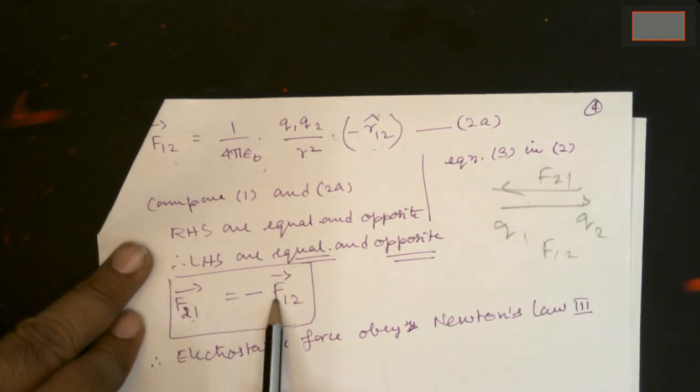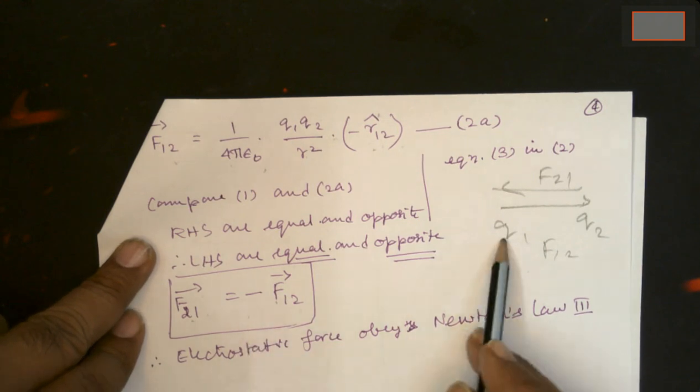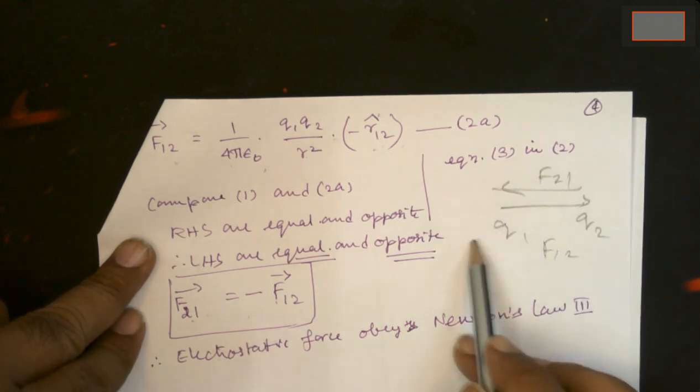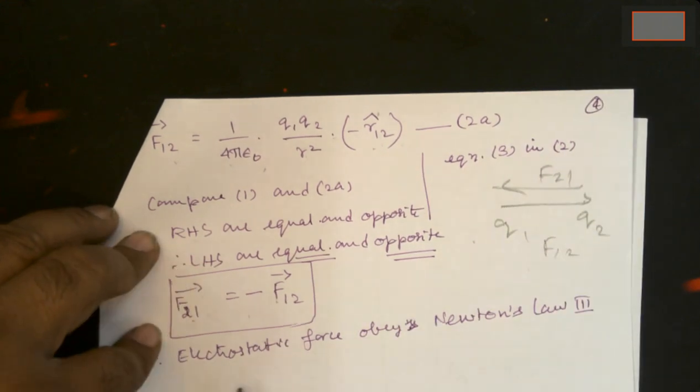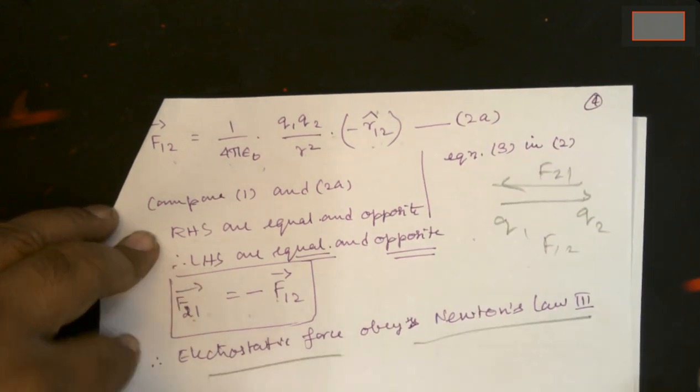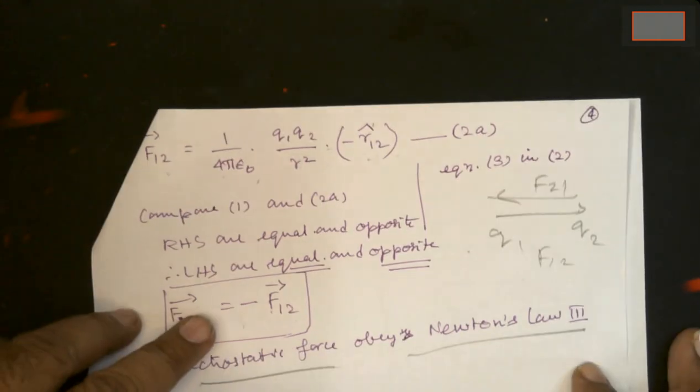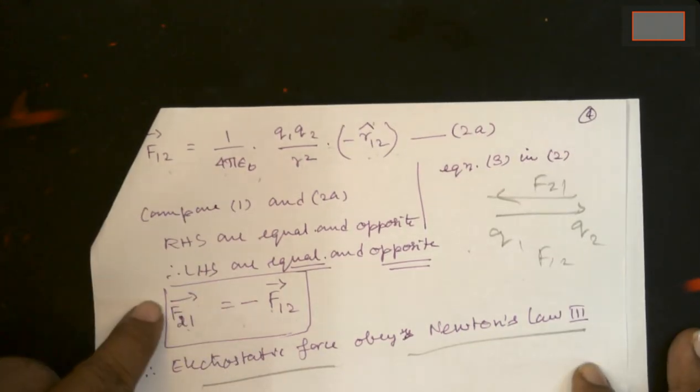So that's what we have mentioned here. These two are equal but opposite because of the direction, whether Q1 is influencing Q2 or Q2 is influencing Q1, depending on the direction and their distance. And that is why the electrostatic force obeys Newton's third law. See that? Every action has an equal and opposite reaction.